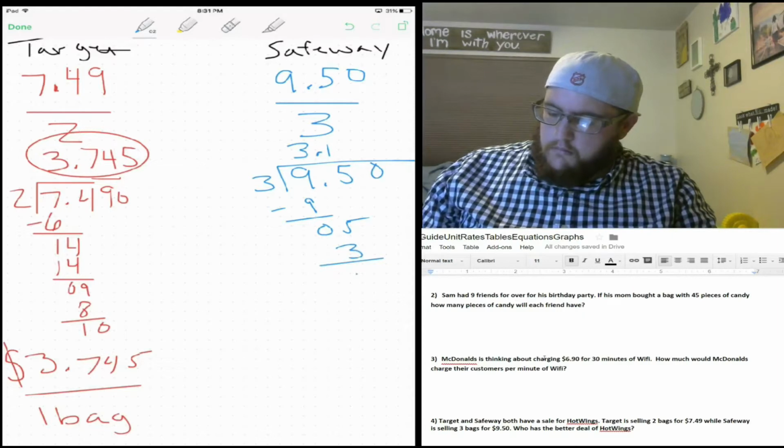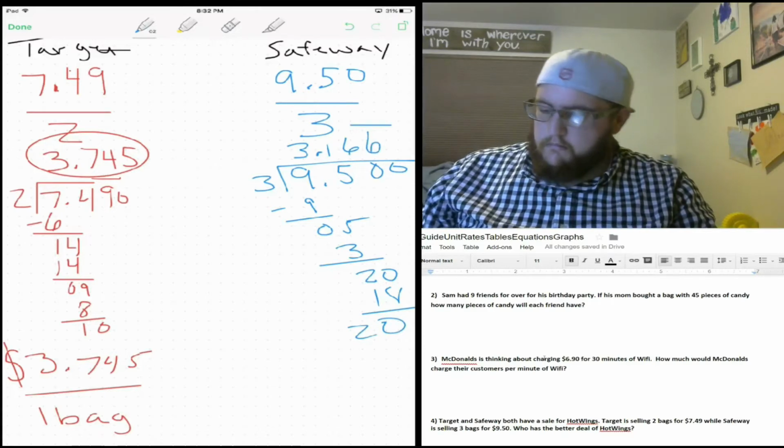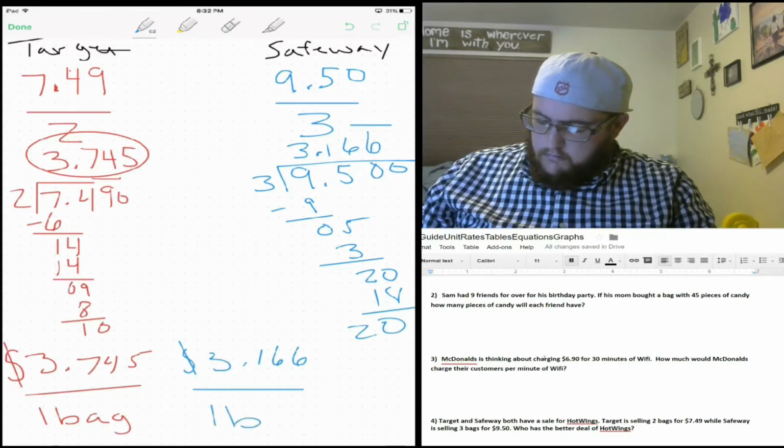3 goes into 5 one time. If we subtract, we have 2. Bring down the 0. 3 goes into 20 6 times. 6 times 3 is 18, and we're left with 2 again. And as you'll notice, we'll bring down another 0, and 3 goes into 20 6 more times, and we'll be left with 2 again. And so this will continue to repeat. So our answer will have a repeating 6 in the decimal. So our unit rate for Safeway will be $3.166 per bag.